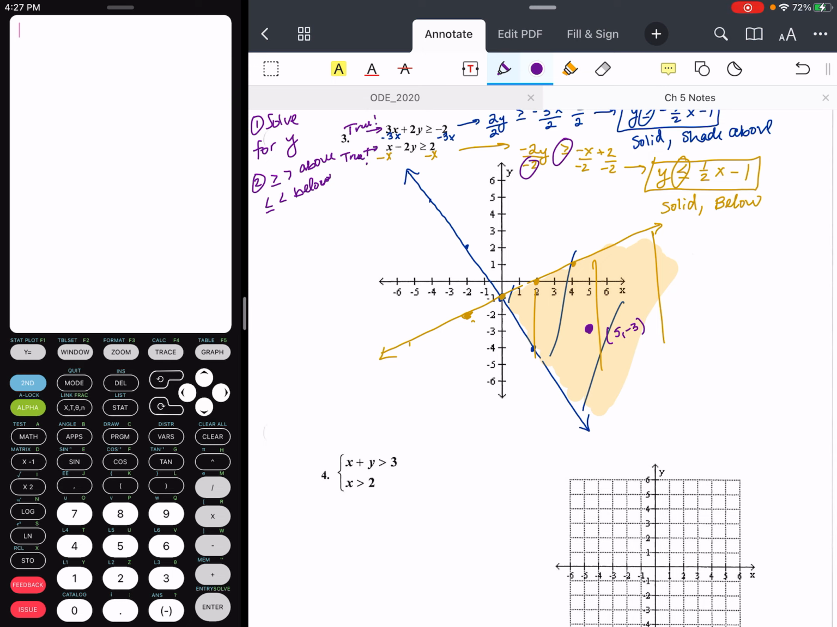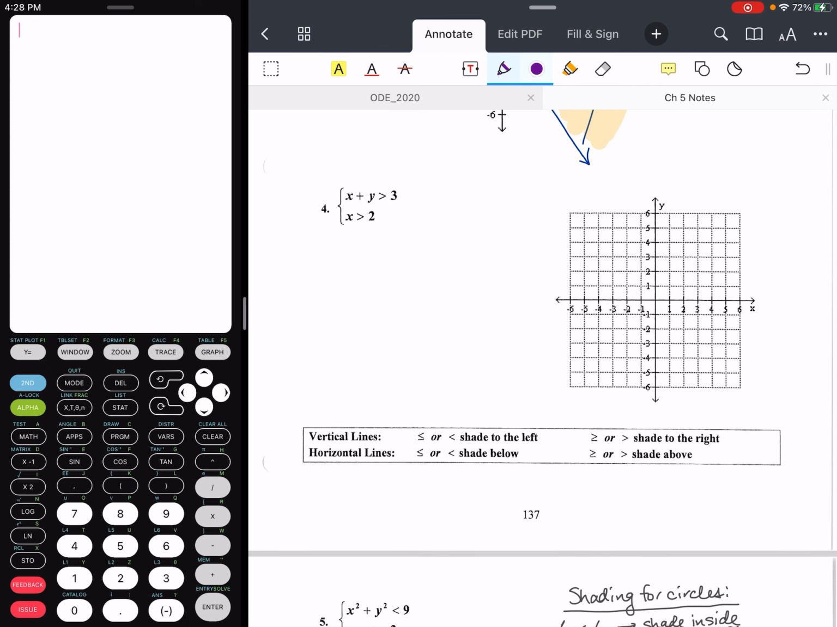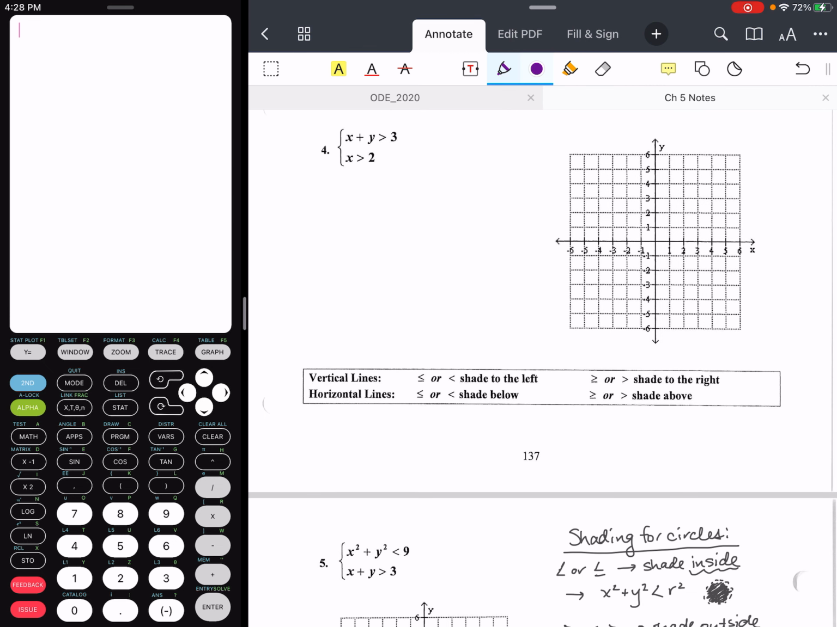When you plug in any point, including (5, -3), any point that falls in this shaded region, any of these will create true statements. And any point that falls along either of these solid lines would also create a true statement when you plug them into either inequality. So graphically, that's what that solution means.